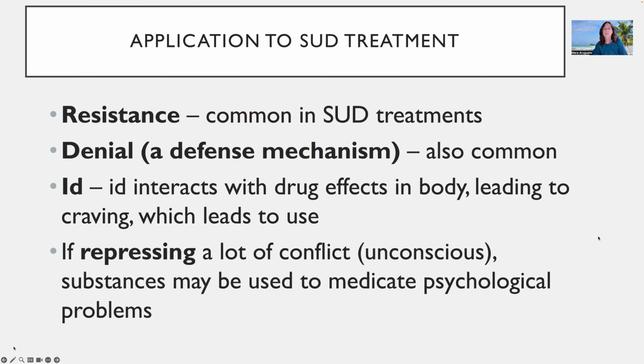Okay, so the application of psychoanalytic theory to substance use disorder: there are a couple of things we can talk about. One is resistance. Resistance is really common in treatments for substance use disorder. People will resist. They'll miss appointments. They won't show up. They won't want to talk about things. They'll become hostile and things like that. So that concept of resistance is alive and well in substance use disorder treatment.